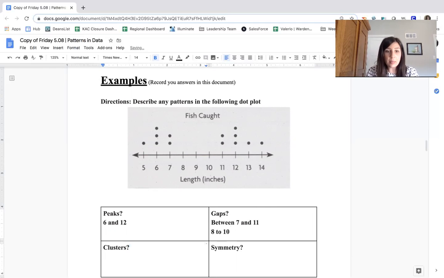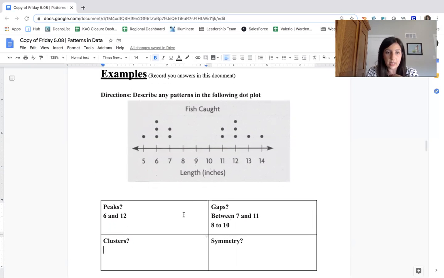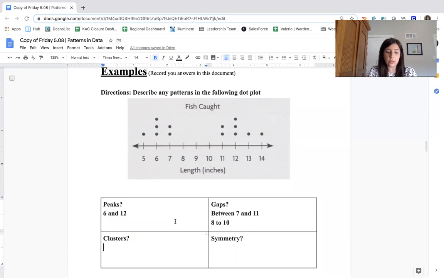Okay, now I'm looking for clusters of data. This is when the data is grouped together in one cluster or one group. And I actually see 2 of them. I see that there's a cluster of data right here, and I see there's another cluster of data right here. So I actually have 2 answers that I need to write in order to get this question correct. My first cluster is from 5 to 7, and my second cluster is from 11 to 14. Okay, I'm good for 3 out of 4.